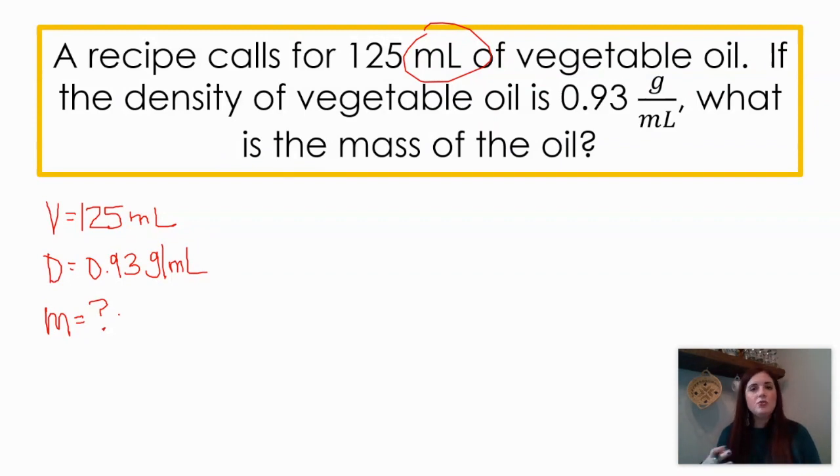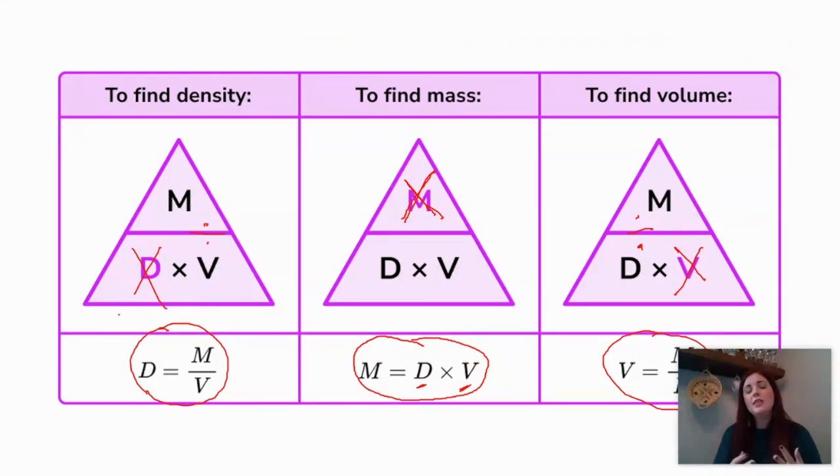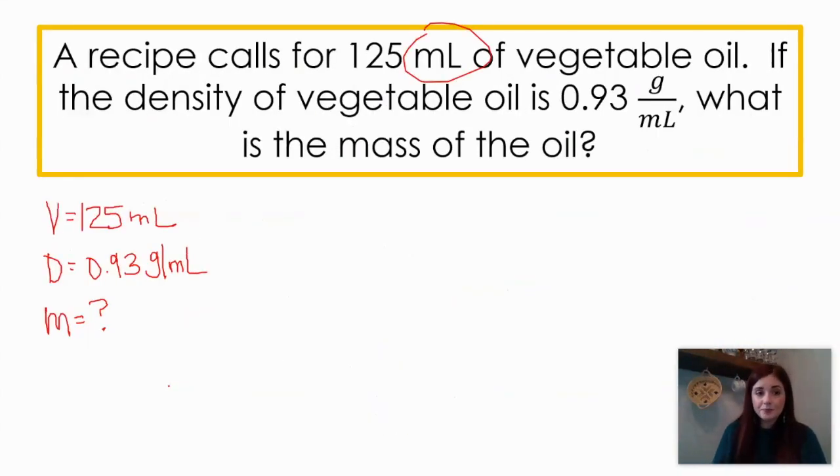Again, you don't have to use that density equation. Let's go back and look at these triangles. So in this case, I'm trying to find the mass. If I look at this middle triangle right here, the mass is equal to the density times the volume. So that's what I'm going to use in order to solve for this particular scenario. Mass is equal to density times volume. So let's go ahead and plug our variables in and solve.